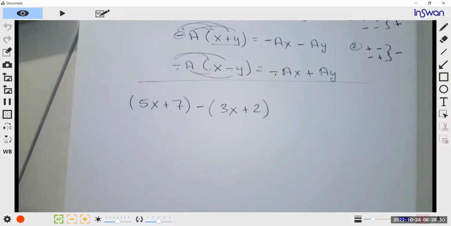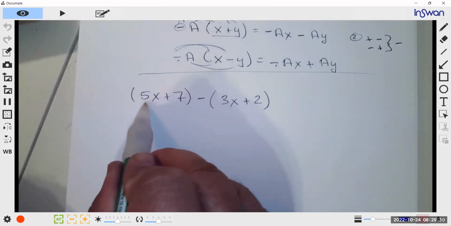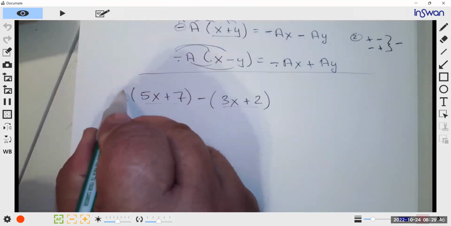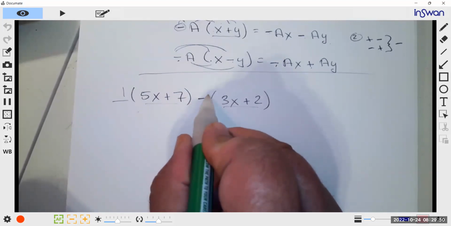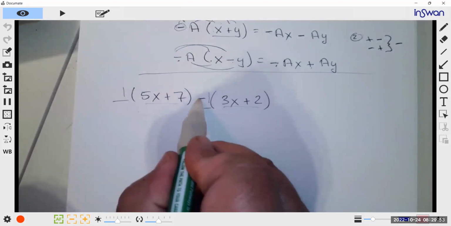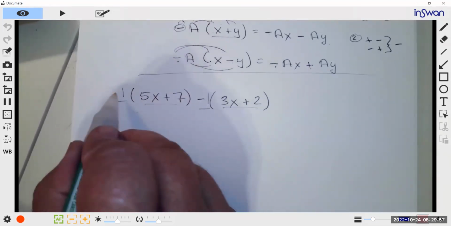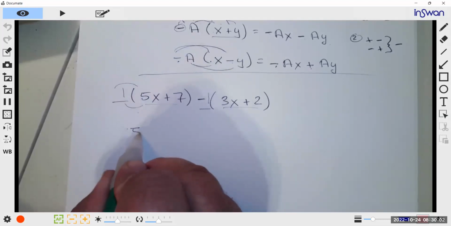Here's the first example. Okay, we can't do anything inside the parentheses, so we have to get rid of the parentheses. Remember, since there's no number in front of it, it's a 1. There's no number in front of this, it's a 1. It's actually a negative 1 because there's a negative sign for it. Now distribute. Positive times positive is positive. 1 times 5 is 5.